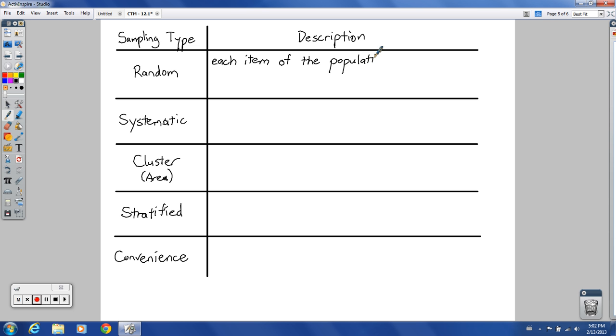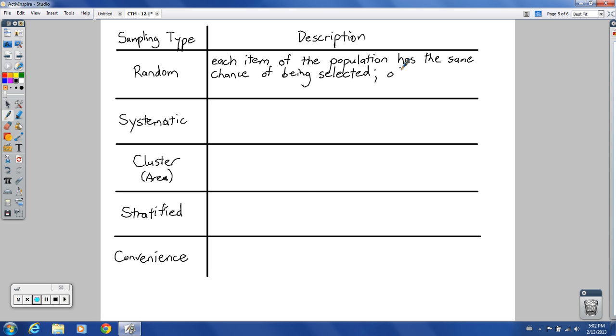So random. Let's talk about this now. Random. Each item of the population in a random sample has the same chance of being selected. If you want to read more in depth, it's all in your book. I'm trying to take the basics here, boil it down to its essentials, and put that in this table format.